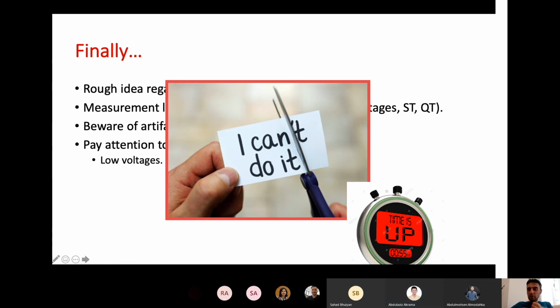So AV blocks, you need to know AV blocks. You need to know SVTs and flutter, maybe VT. These are all medical student level ECG findings. Okay.